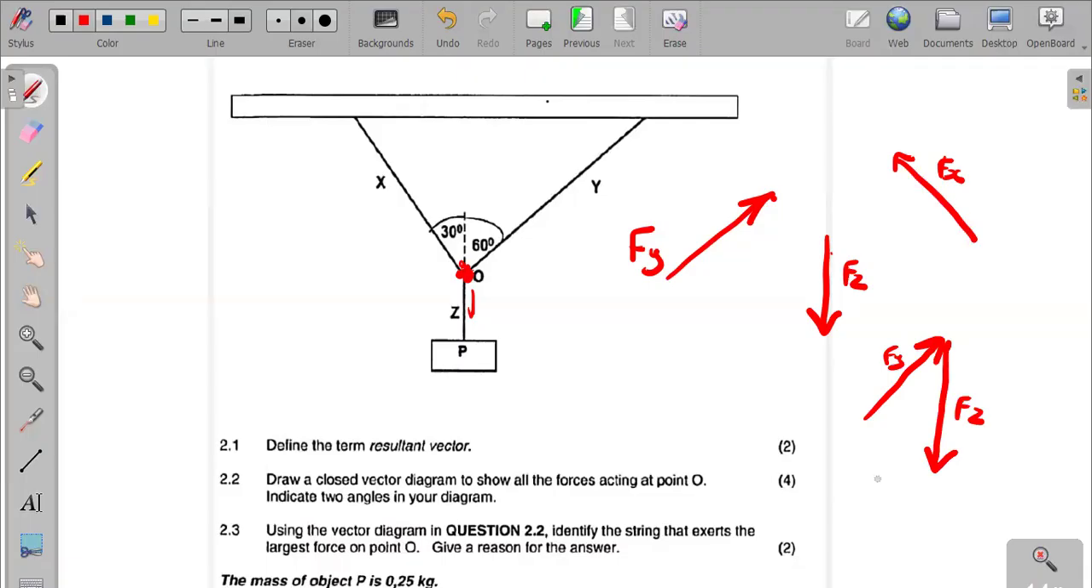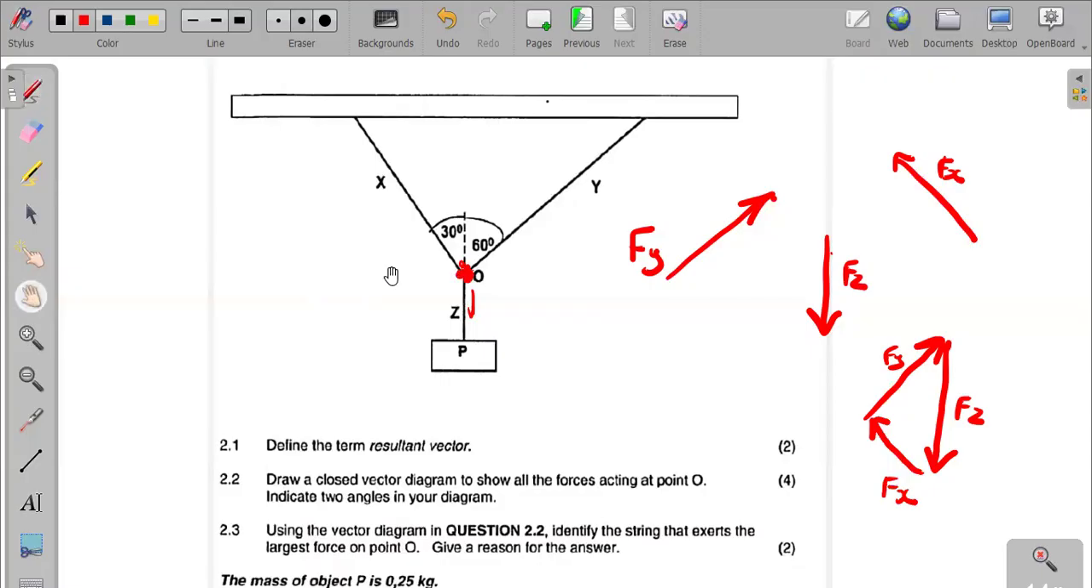Now, when I draw Fx, I am drawing Fx from Fz towards Fy. That will mark my Fx. That's how you simply draw the closed vector diagram. So in simpler terms, it's as if you are simply taking these 3 forces and joining them together to form a triangle, but each force has to be drawn from the head of the other towards the specific direction that it is initially following. Right, so that's our closed vector diagram.